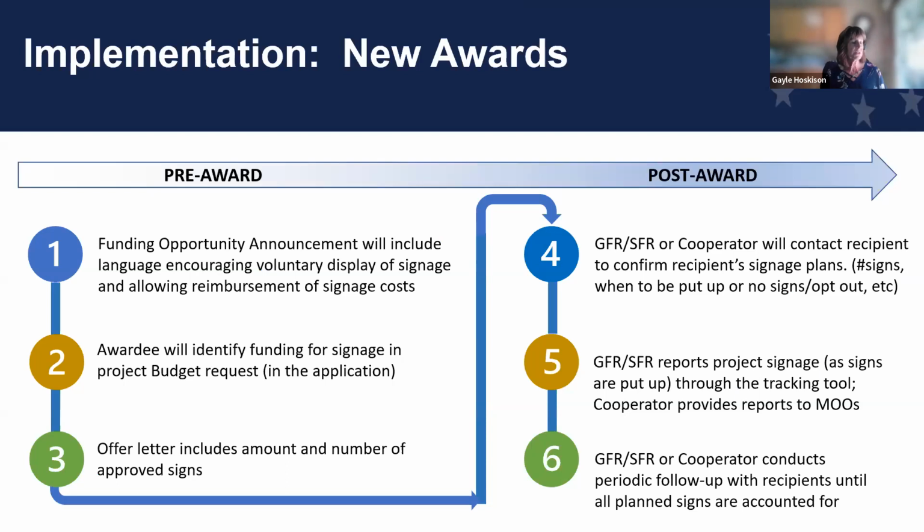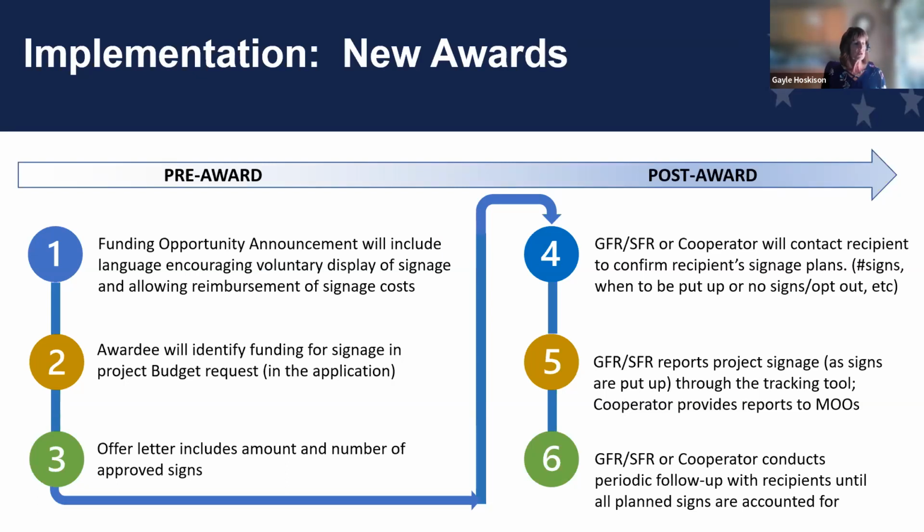For the new awards that are yet to be obligated, there's a pre-award and a post-award process. For the pre-award, the funding opportunity announcement will include language encouraging voluntary display of signage and allowing reimbursement of the signage costs. The awardee will identify funding for signage in the project budget request as part of their application. And then their offer letter will include the amount and number of approved signs.